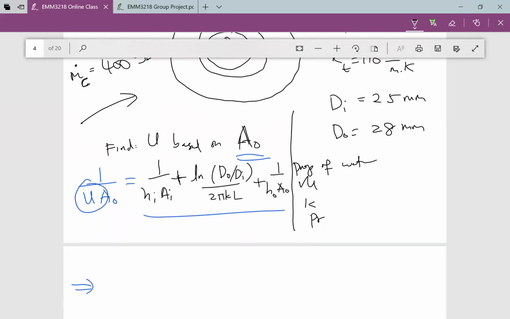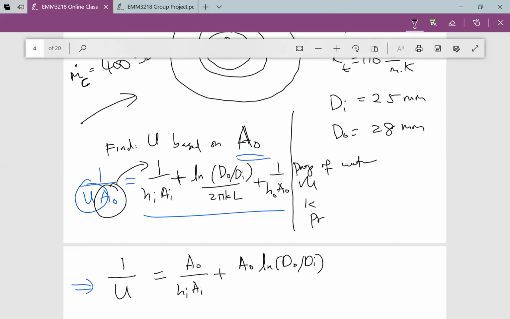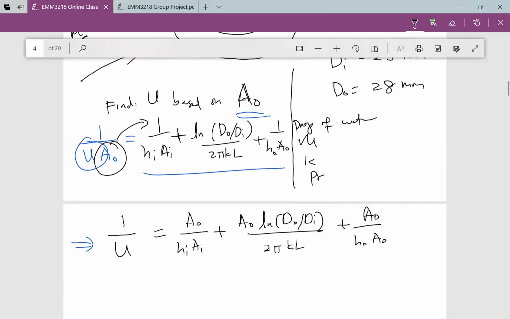Now you want to solve for U, the overall heat transfer coefficient. So what you're doing is removing the area. That's why you need to know whether this is based on outer or inner surface area. So then we're going to move it to the other side. Then it's A outer over HIAI, A outer natural log, so all the terms, but now multiplied by A outer.